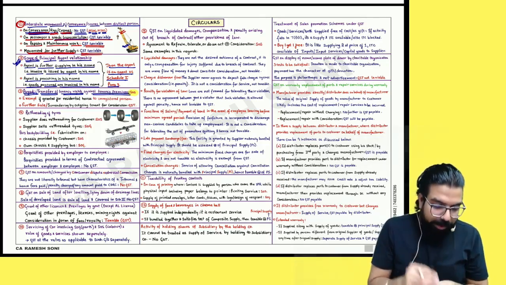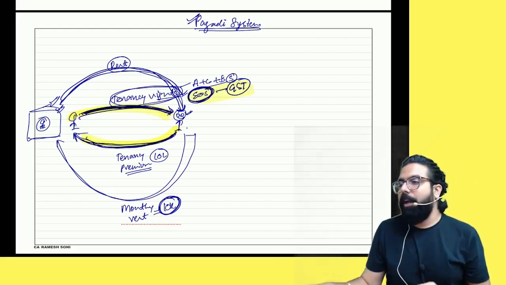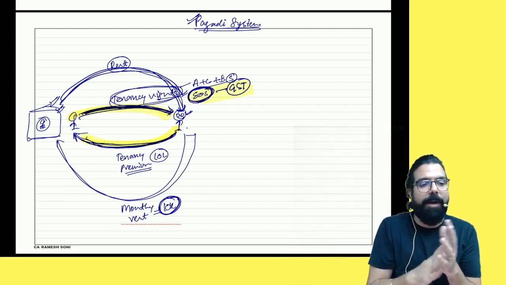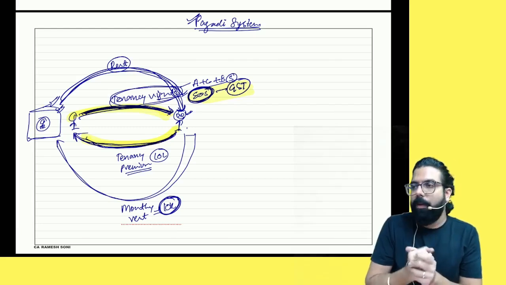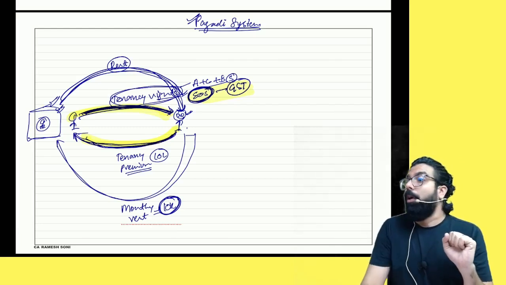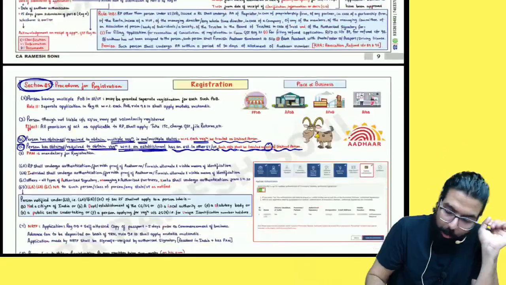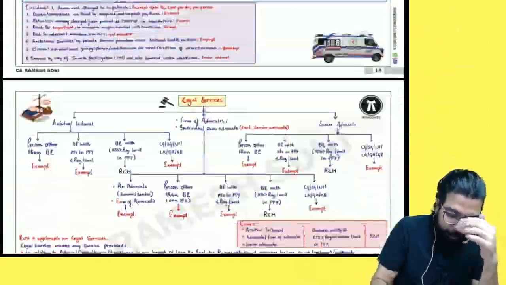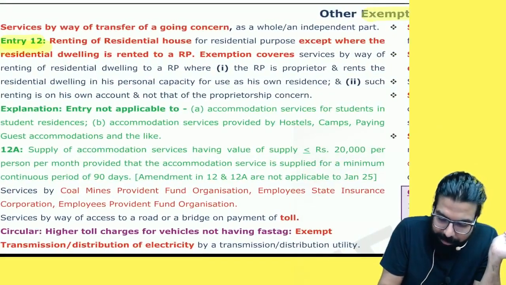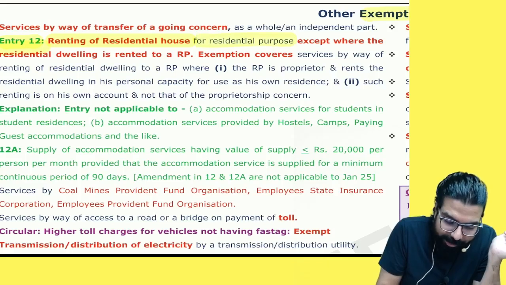Everyone, let's start. Listen. Now, people, we were understanding Pagadi system. If I give you my tenancy right and receive tenancy premium, is it supply of goods or supply of service? Now listen. When we go to the chapter of exemption, one point will come. Listen. In the exemption, government has told renting of residential house for residential use.